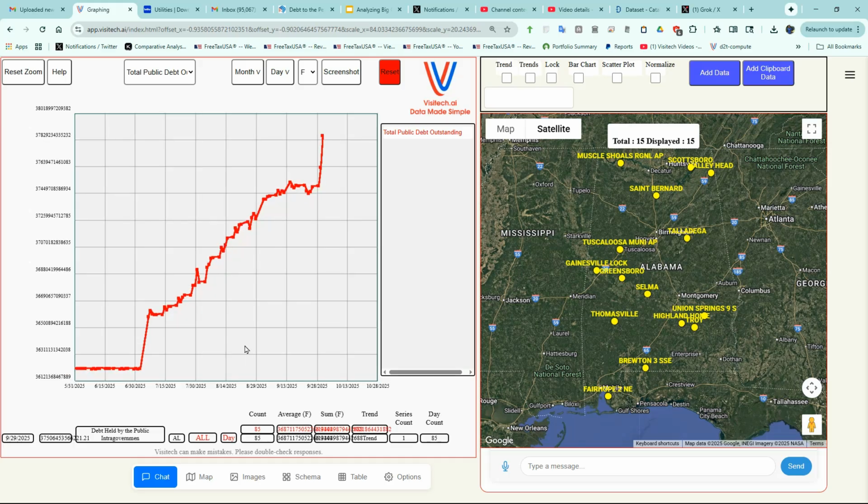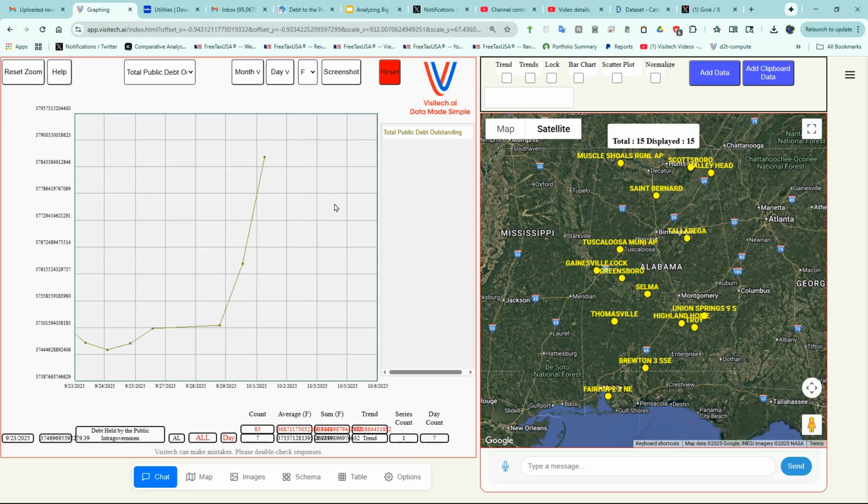The chart is now showing May 31st until the present. You can see that there were two big jumps in the national debt. One occurred right after the big beautiful bill passed on July 4th, and the other has occurred over the last 2 days. Since the big beautiful bill passed, the U.S. national debt has increased by $1.65 trillion.